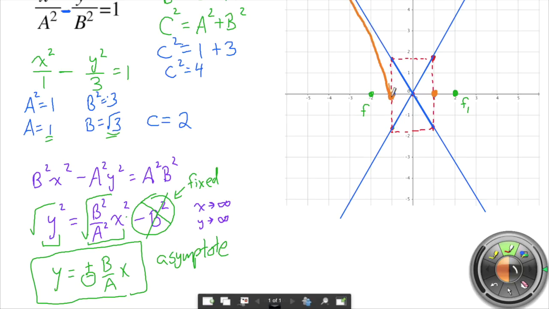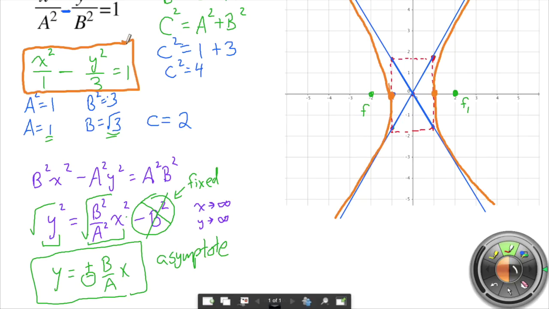This is really hard to draw this way. And this line. And then over here it's going to approach this asymptote and this asymptote. So the orange part of this whole picture is the graph of x squared over 1 minus y squared over 3 is equal to 1.